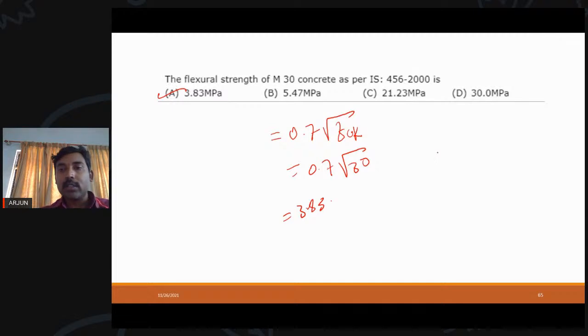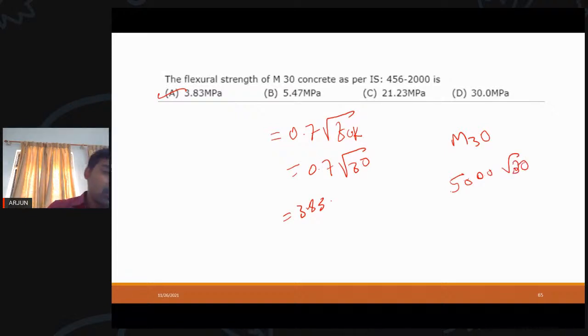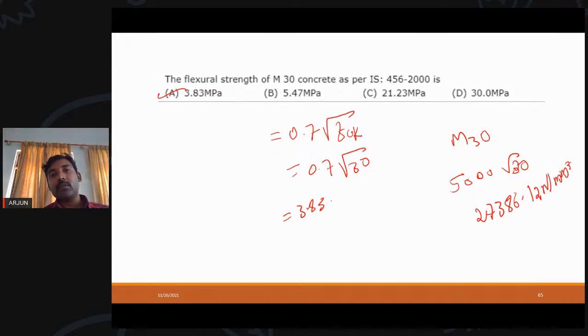If they ask what is the Young's modulus of M30 grade concrete, then you have to consider 5000 root fck. So root 30 into 5000 is around 27,386.12 Newton per mm square, which is the Young's modulus of M30 grade. So like this, they may ask you this type of question for 1 mark.